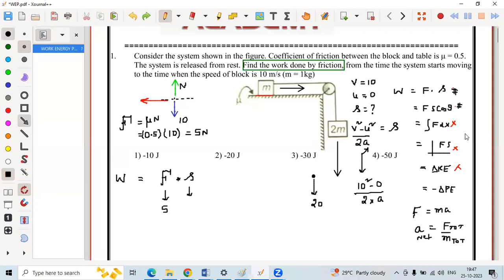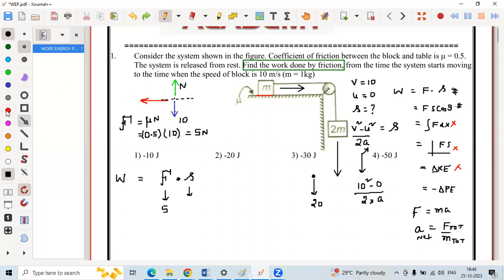Tension is one force if I break the system, but I consider this entire thing as a single block. Tensile force comes only if I break it, but I did not break it. Do you understand? Let me show how tensile force would come if I break it. Since I did not break it, there is no question of tensile force.